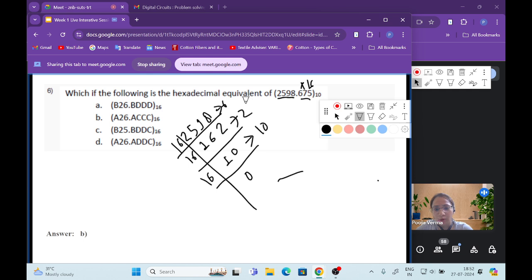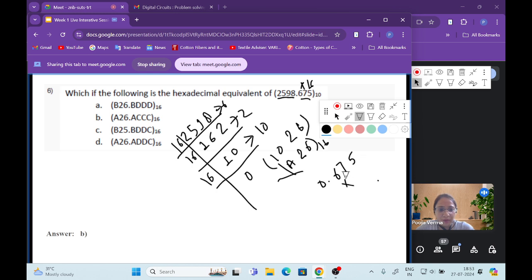So from the integer part, what will you get? 10 2 6, right? And what is the representation for 10? That is A, right? A 2 6. It is for the integer part. Now we have to calculate the fraction part.